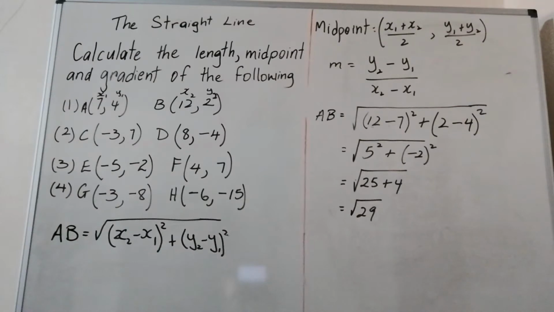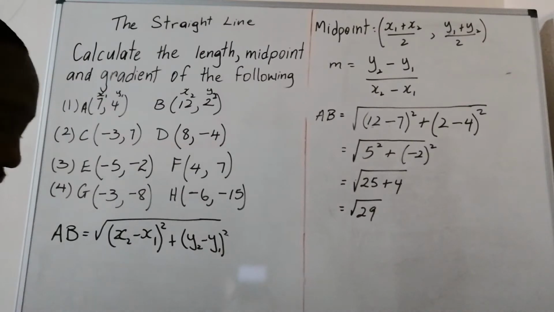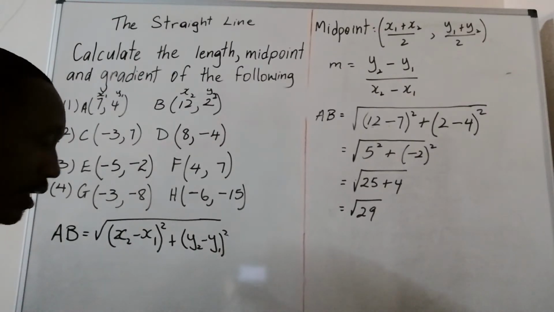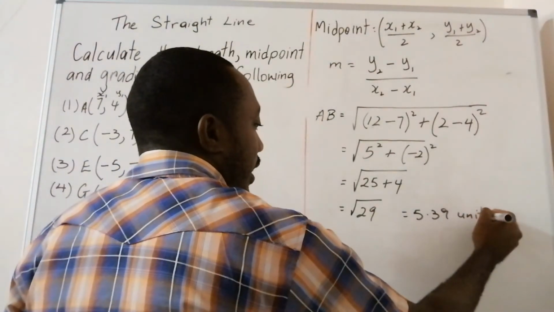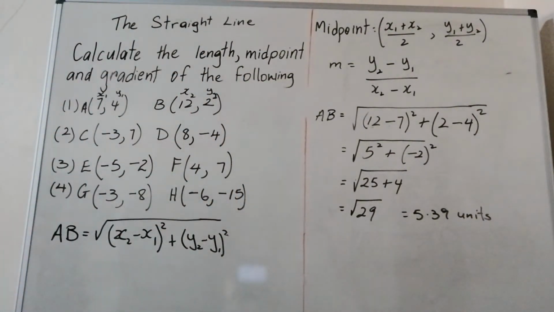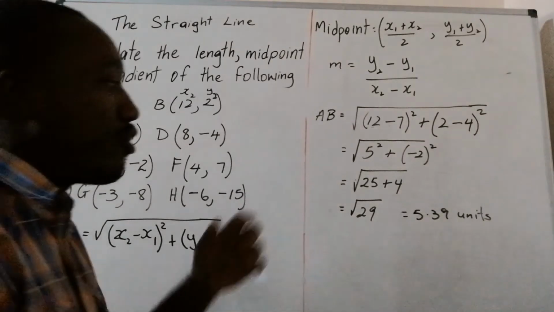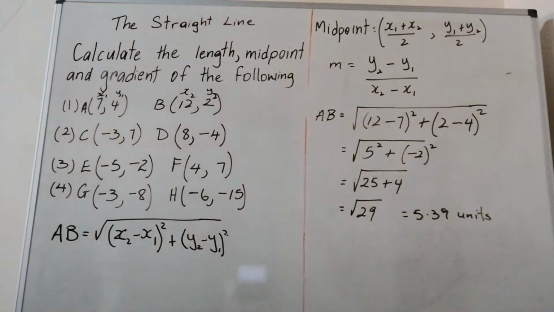You can use your calculators to do that, and you could write it to about 2 decimal places. The square root of 29 will give us 5.39 units. Now, why do we put units? We don't know if the measure is in meters, centimeters, or millimeters. So here we put 5.39 units, whatever unit we're measuring it in. So that is to find the length of the line AB.